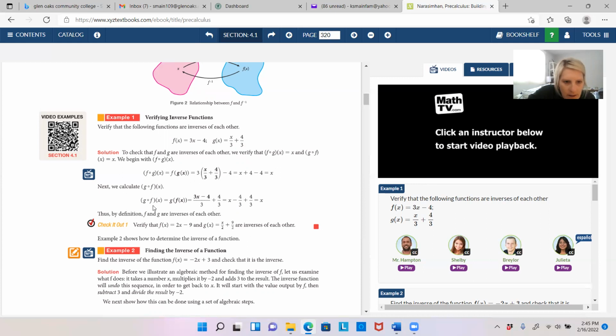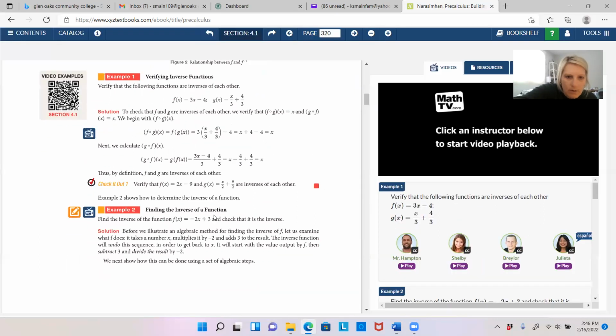Then we do the same thing down below and we do g composed with f, which means that the f of x function is the input into the g function. So there in the numerator where x is, we put the function f of x, 3x minus 4. And when we simplify here, we also get x. So that means that f and g are inverses of one another.